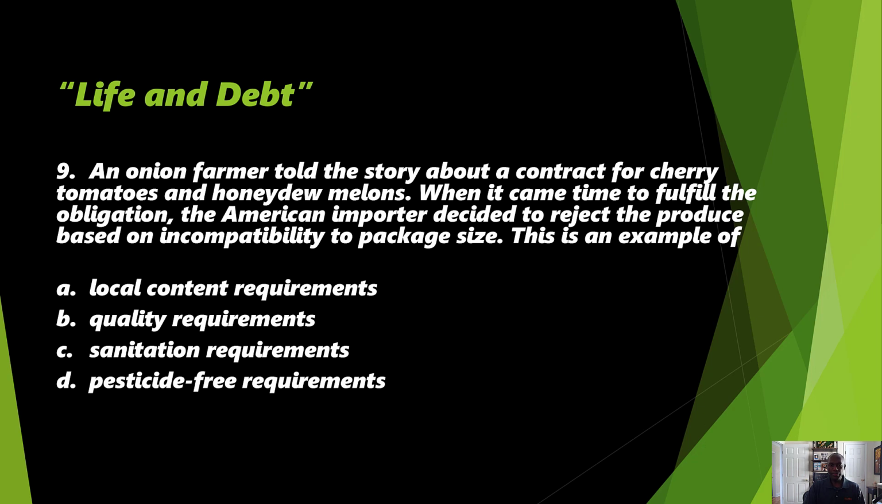So the onion farmer who talked about his situation, and he was talking about how the dairy industry had been crippled, and he even mentioned one of his own cases where he had a contract for cherry tomatoes and honeydew melons, and when he went to deliver, they told him that the sizes that he produced were not consistent with their sizes. So you have these requirements that can be based on size, it can be based on pesticides, it can be based on sanitation. There are a number of these regulations of quality requirements that these countries have to face.